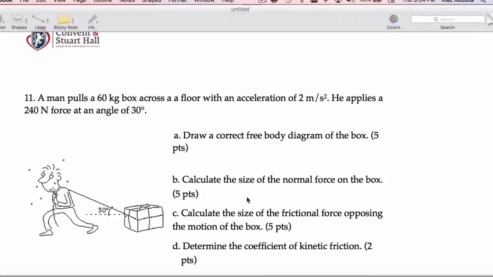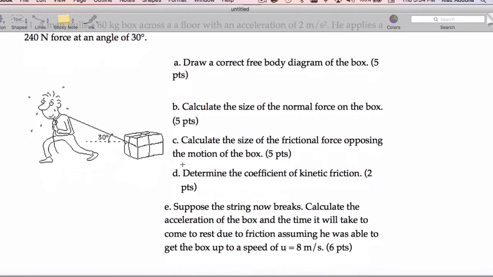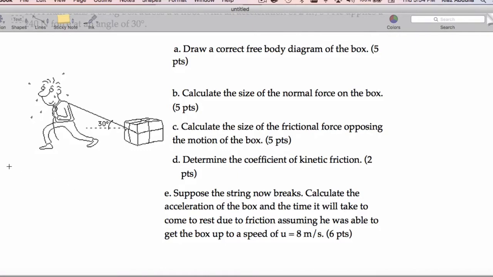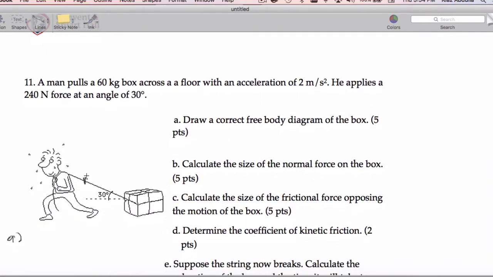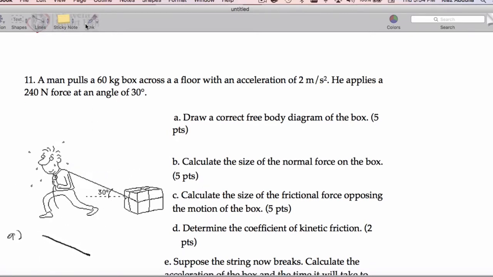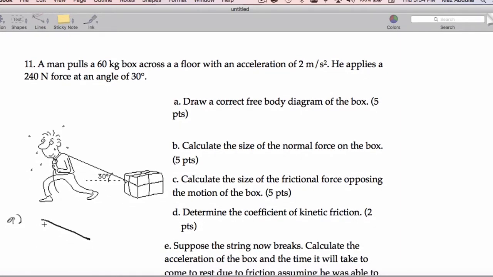All right, so we're going to go ahead and draw a free body diagram of this box that is now being accelerated. I think in the previous practice test it was moving at a constant velocity, so I'll actually do part A right here just to be careful. Now notice we have this force of 240 newtons pointing at 30 degrees, so I do want to make sure I include that in the free body diagram here.